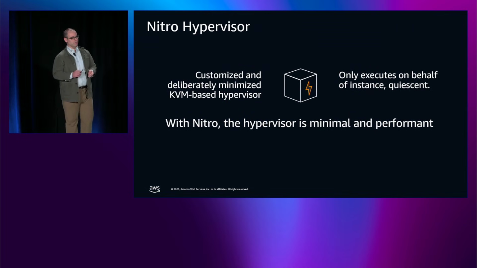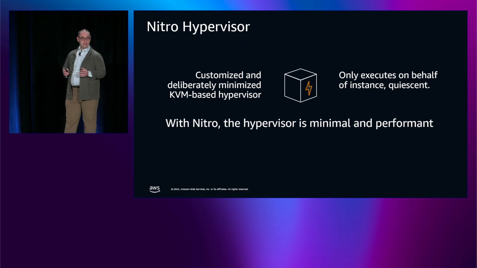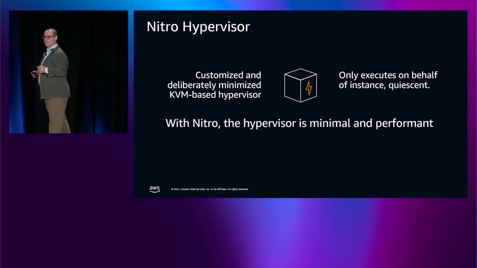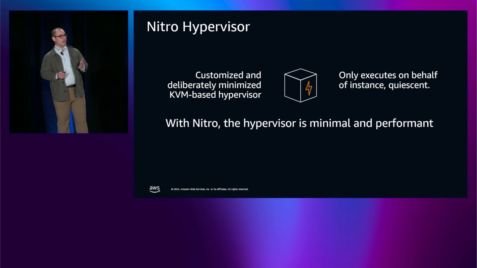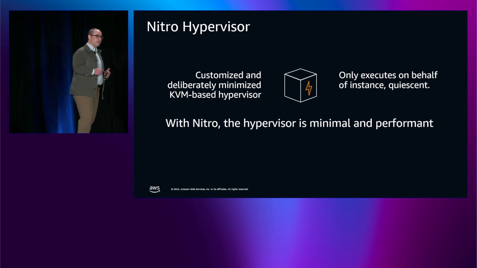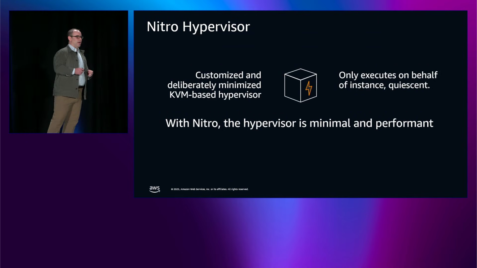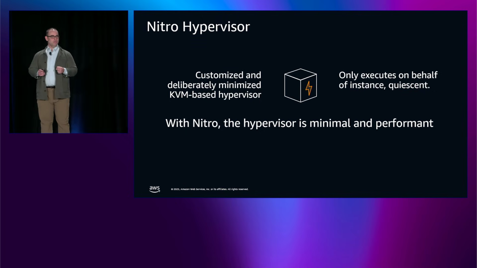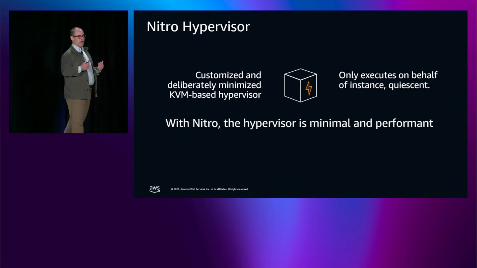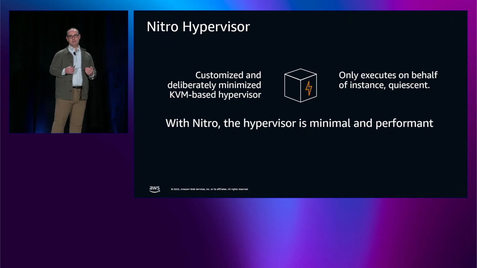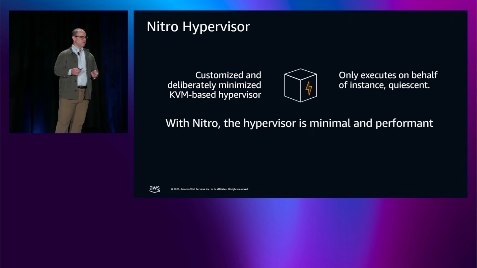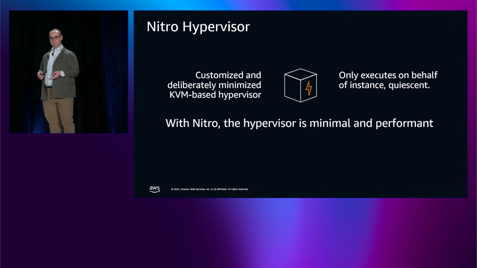So I want to turn our attention and zoom in on the Nitro hypervisor specifically. I mentioned this hypervisor is based on KVM. It's been deliberately minimized and customized for our use case. It is designed in such a way that it primarily executes only on behalf of a specific request of an instance, and then ultimately steps back, allowing us to deliver near bare metal performance in a virtualized system.